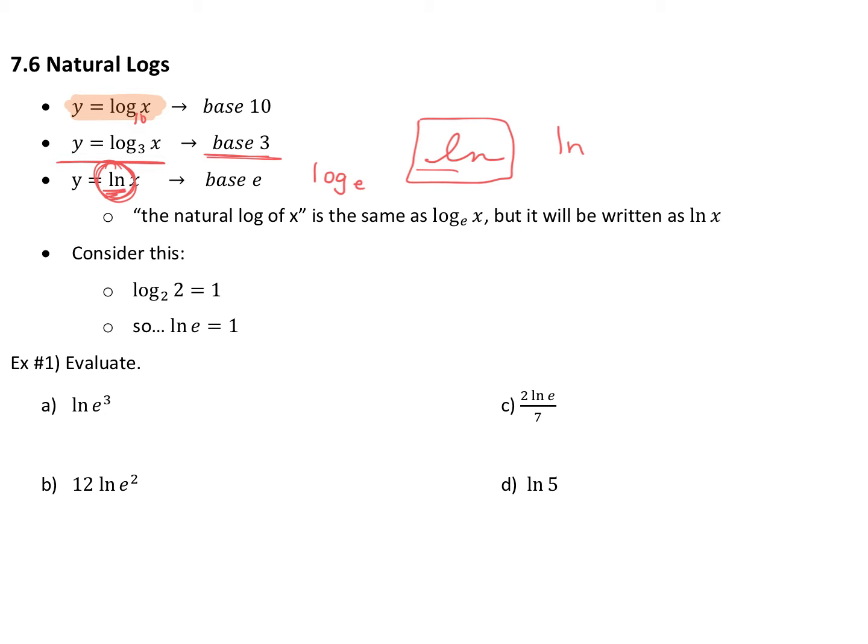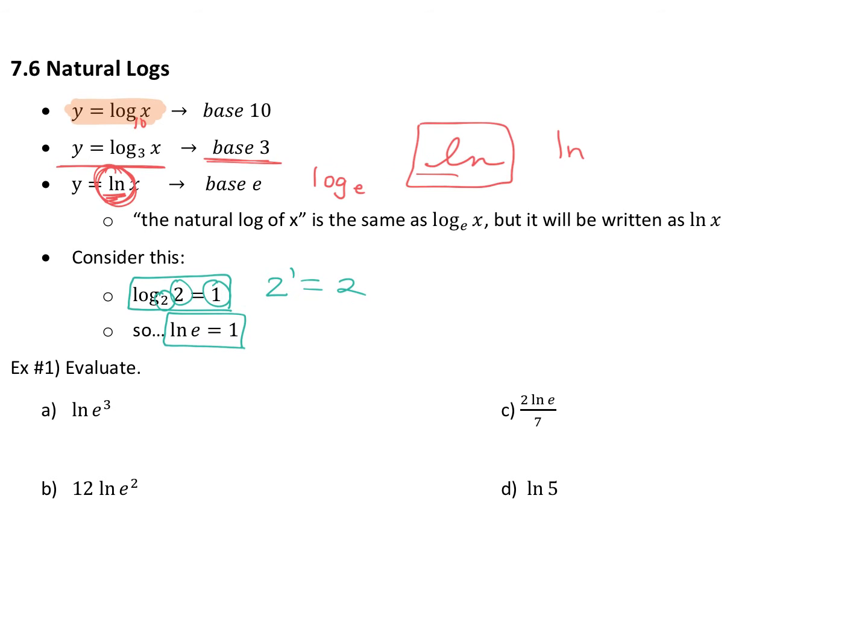Okay, so something to consider here. We know that this, right, log base 2 of 2 equals 1. Remember, we would say 2 to the first power equals 2, right? 2 to the first power equals 2. So whenever we say the natural log of E, you need to remember that's just equal to 1. Basically, we're saying log base E of E. So E to what power will equal E? It's going to be 1, okay?